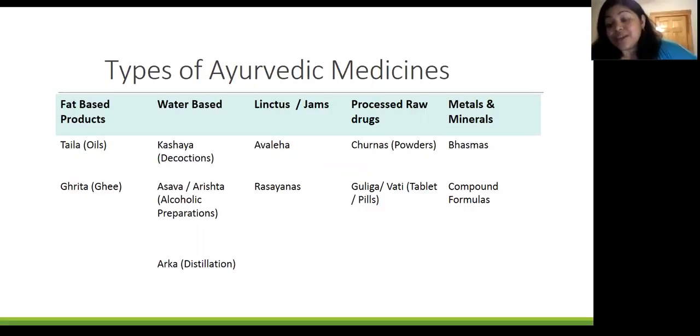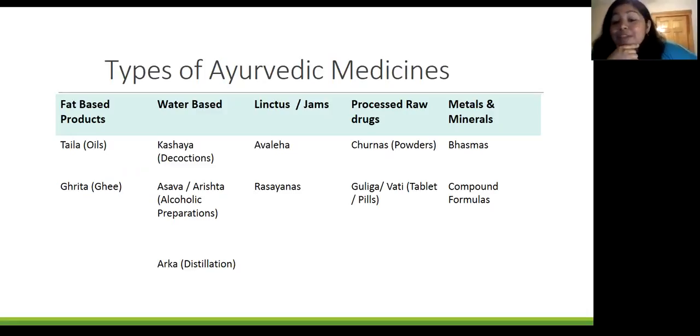So for instance, ajwain, we can make ajwain arka or ajamoda arka, which is nothing but the same gripe water that you get for babies. That's actually celery seed distilled water, okay? If you smell it, if you look at the ingredients, that's what it is. So in India, the gripe water that they get is actually made from the same thing. So little trick there. That's where gripe water came from. So arka, distillation, these are water-based products.